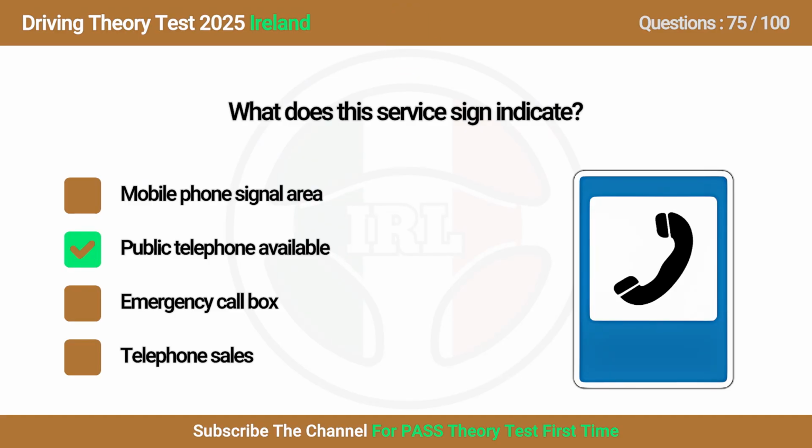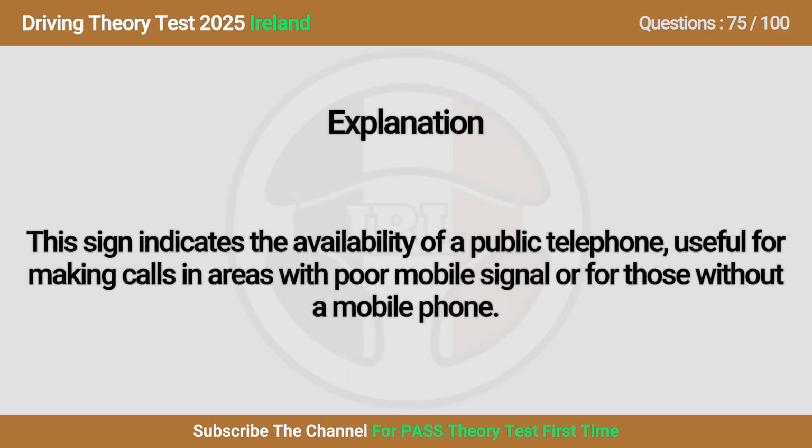Answer is B. Public telephone available. This sign indicates the availability of a public telephone, useful for making calls in areas with poor mobile signal or for those without a mobile phone.